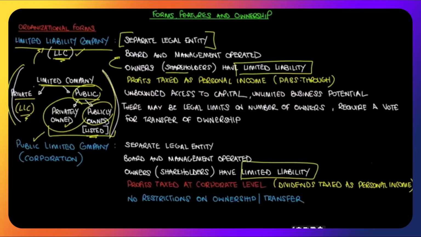Big difference though. With a public limited company, profits are taxed at the corporate level. So this separate legal entity will be taxed at the corporate tax rate. And interestingly and disappointingly, if you're an owner, dividends paid out will then also be taxed as personal income. So we'll talk about that as an issue shortly as well. And there are no restrictions on ownership or transfer as there was when we looked at the very restrictive limited liability company.